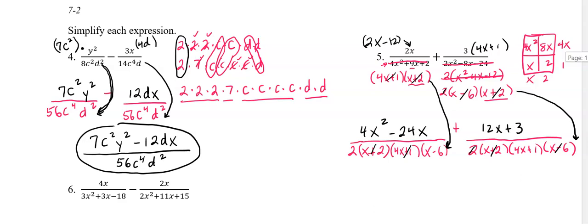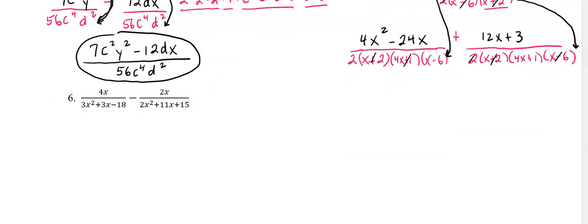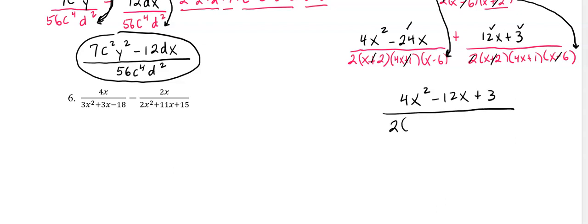And now you're ready to write your fraction all over the common denominator. So start with the big exponent for x squared. Then we put the two x's together, negative 24x plus 12x is negative 12x. And then we have this constant 3 all over the common denominator, which is 2 times x plus 2, 4x plus 1, x minus 6.